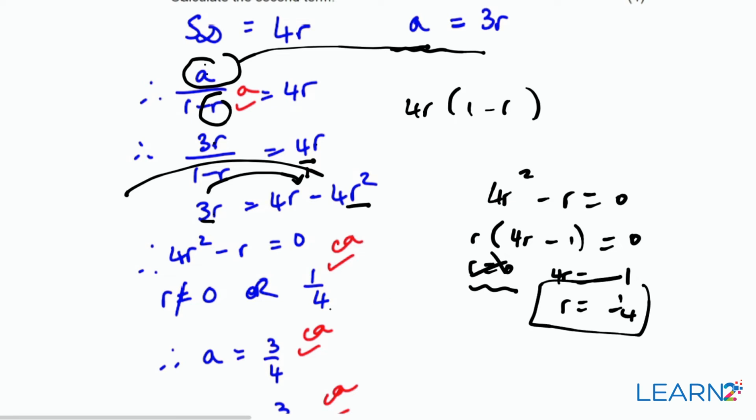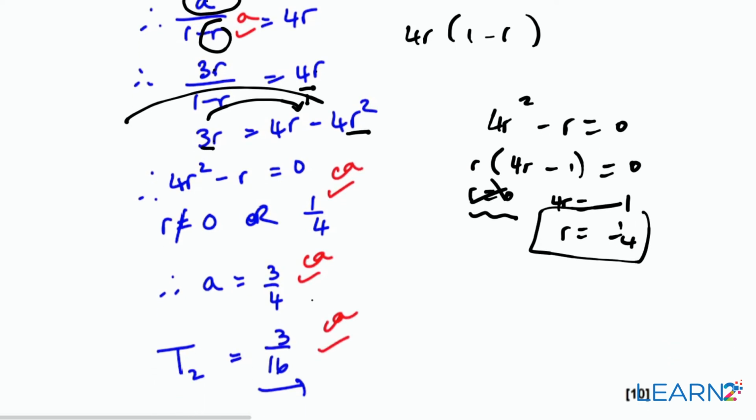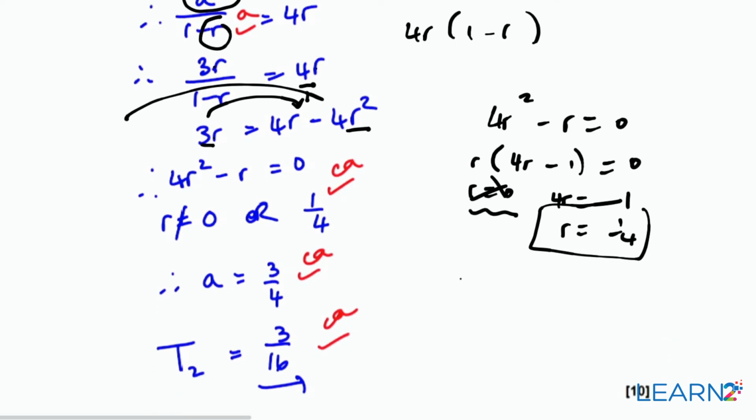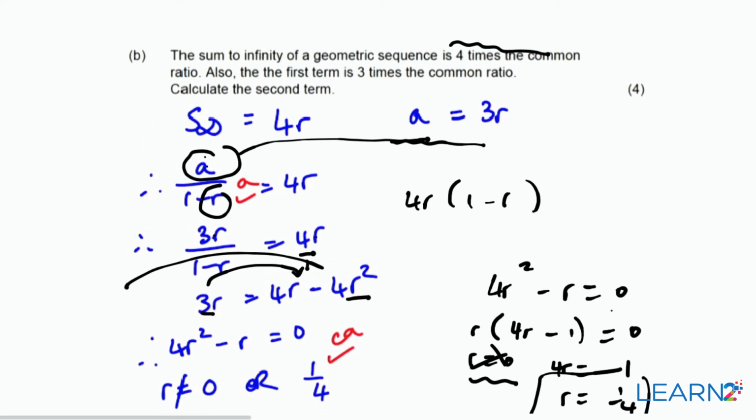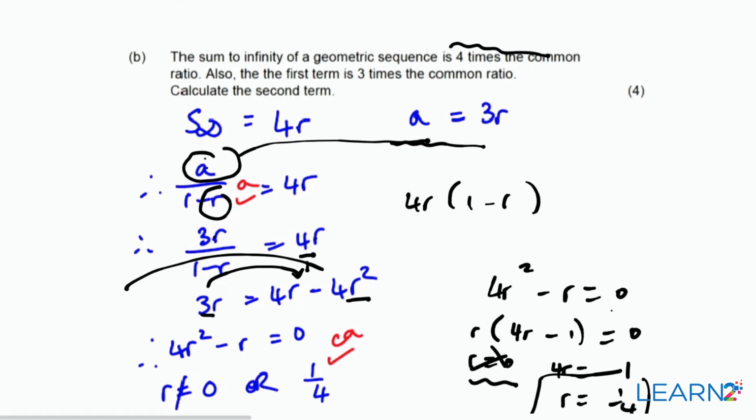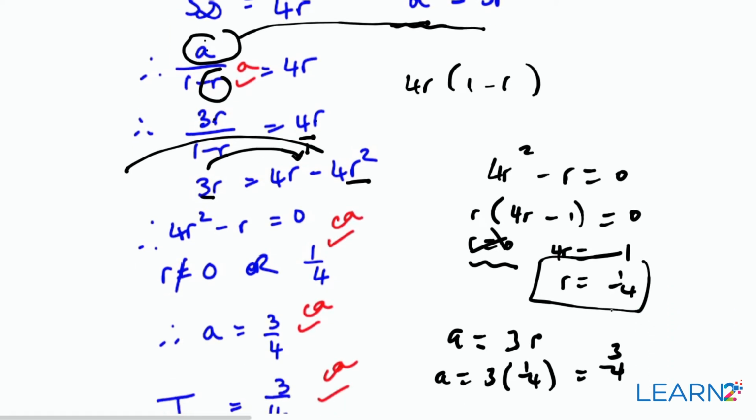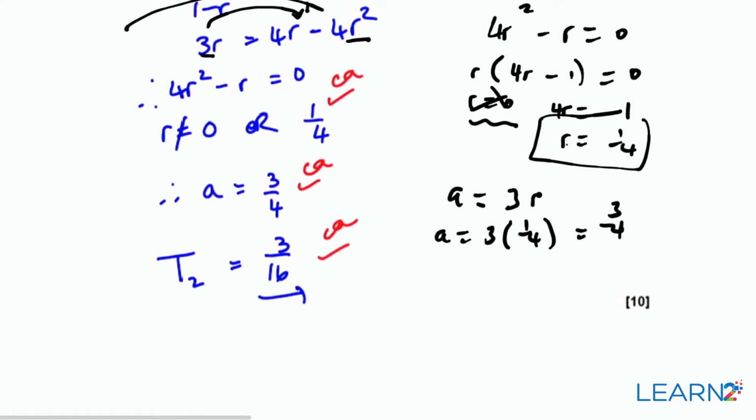Okay, so we've got r equals a quarter. How do we work out our value for a? Well, we substitute it in. A is given as 3r. So a equals 3 times the r we just worked out to be a quarter. So a equals 3/4. What does this question want to know? The question says, find the common ratio and calculate the second term. Okay, so we've worked out r. We also worked out a.